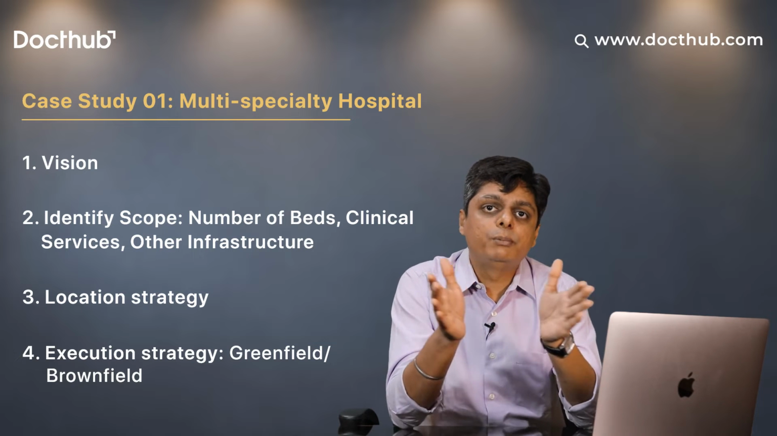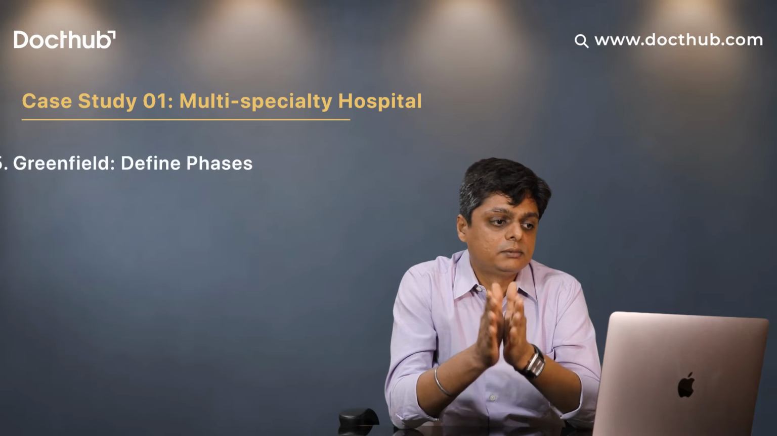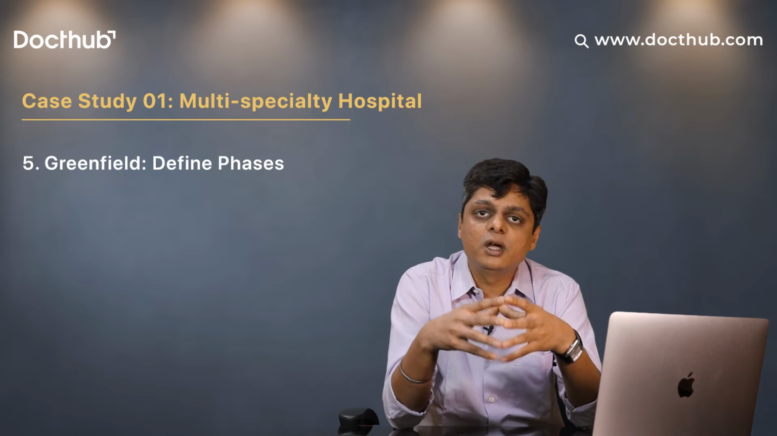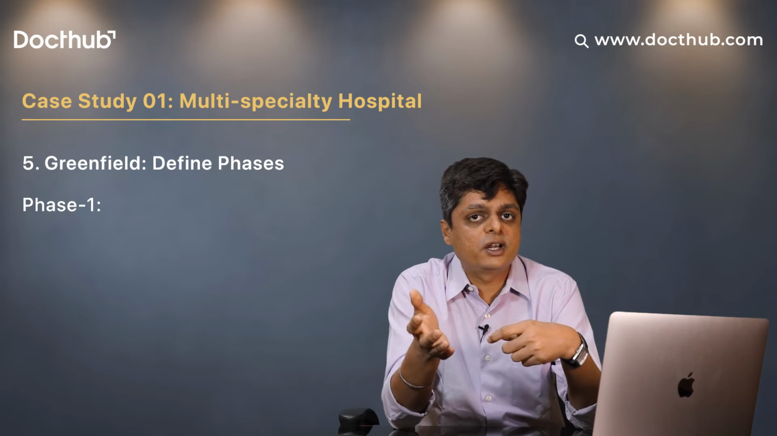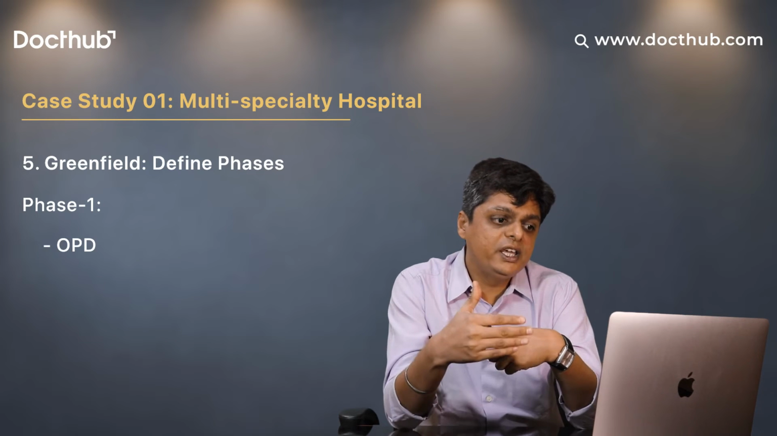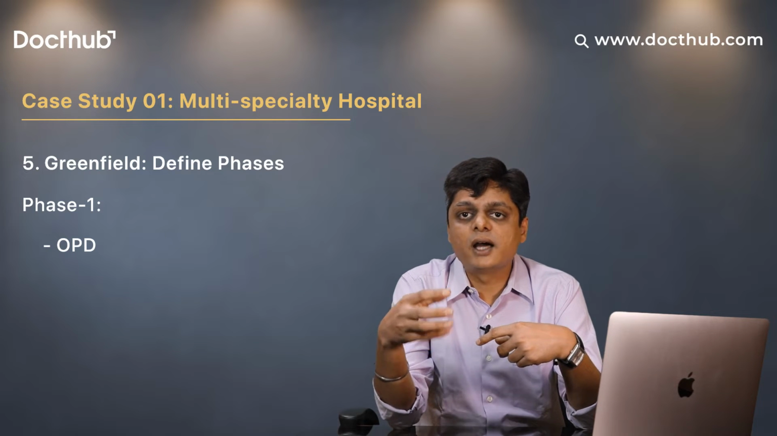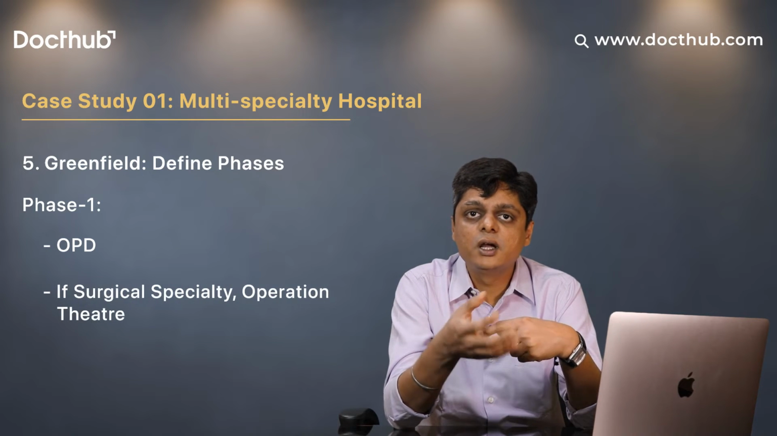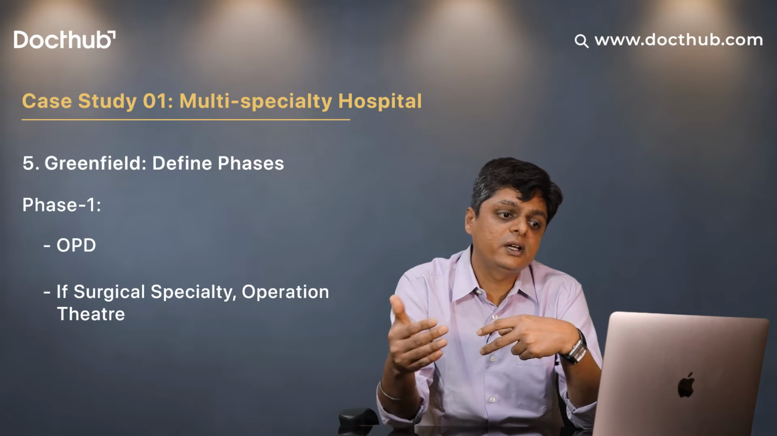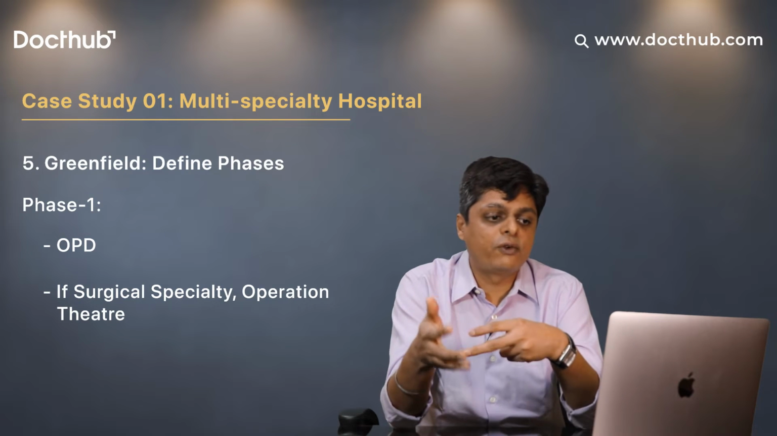So both projects will have a different strategy, obviously. If we talk about the greenfield project, you can go with different phases in your strategy. You can plan the first phase to be OPD, and if your experts are of a more surgical background, if they are surgeons, then in your first phase you will need an operation theater and a few of the indoor patient areas included in phase 1.